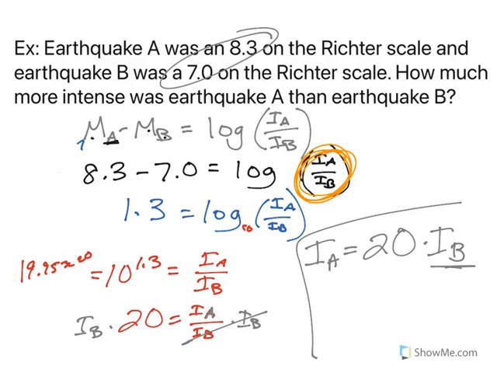It's only 1.3 more on the scale, but the intensity of it, because of how they are measured, because these are such big booms, for lack of a better word, earthquake A is 20 times more intense than earthquake B. So kind of fun, of different ways that we can play with logarithmic models.